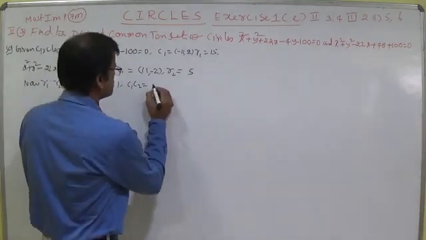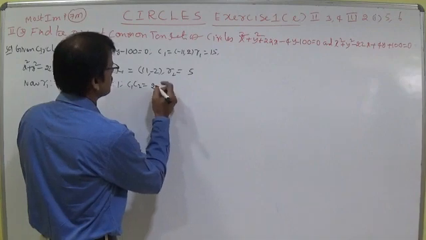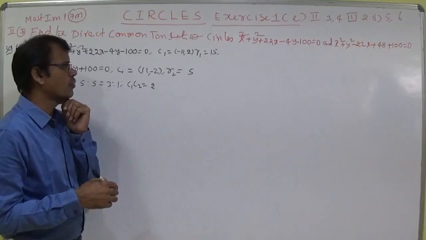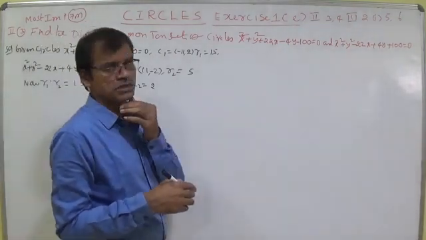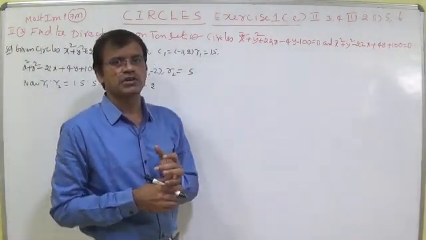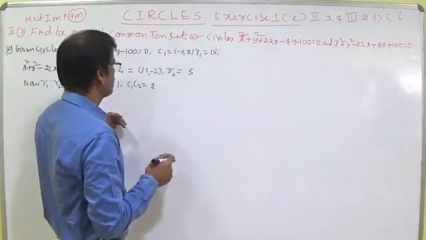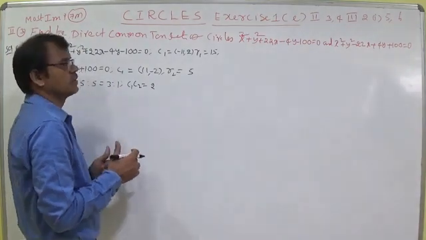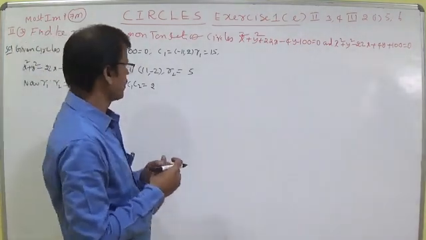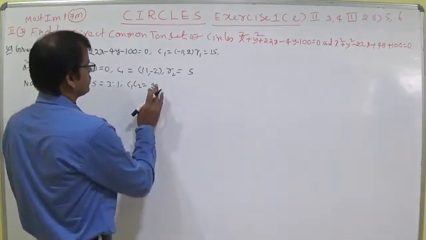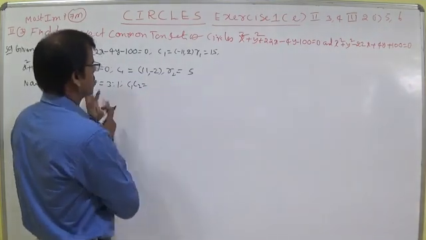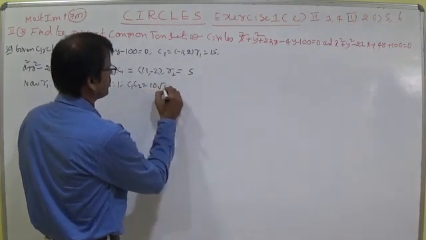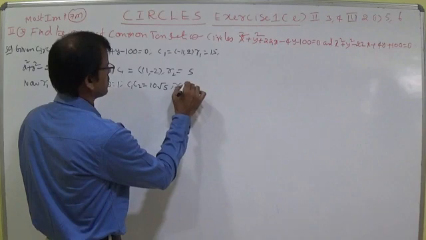No need to calculate, 11 plus 11 is 22. C1 C2 the distance with 22 and 2 plus 2, 4. 22 whole square is 484 and 4 square is 16. 16 plus 484 is 500. 500 can be written as 100 into 5, so 10 root 5.